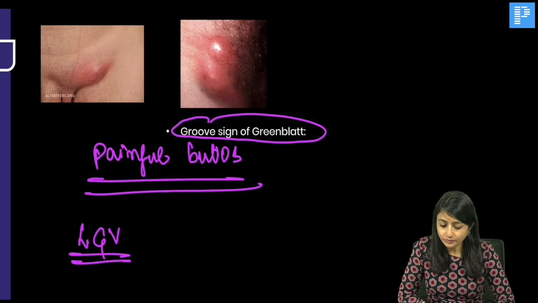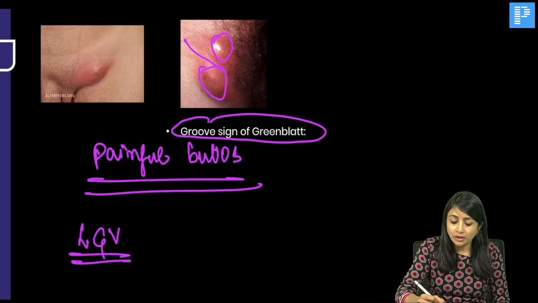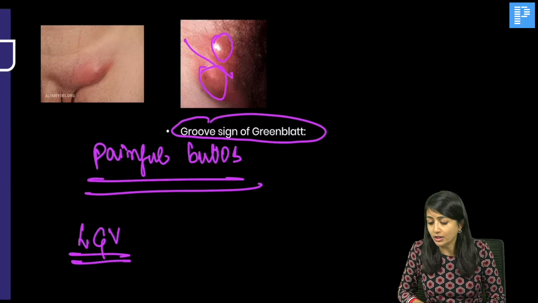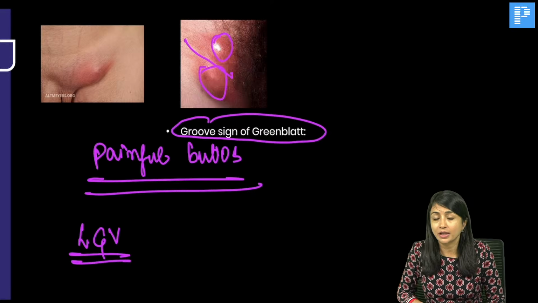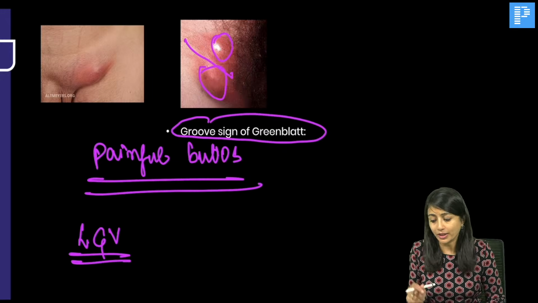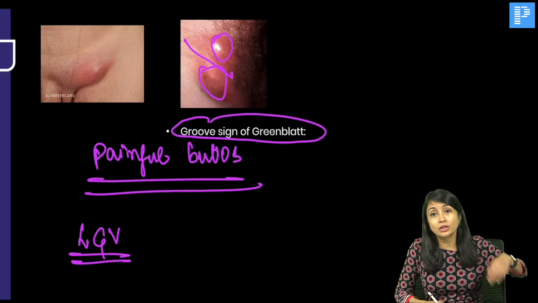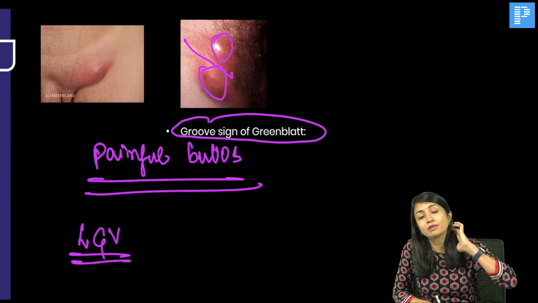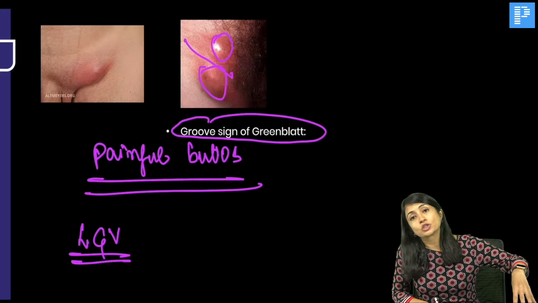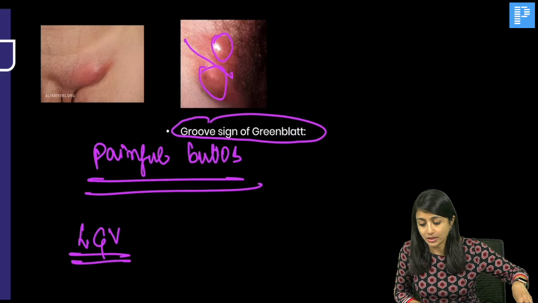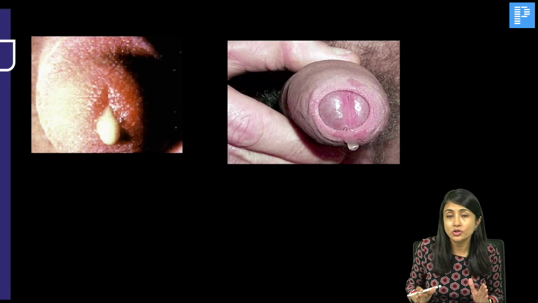LGV, right. So, the groove sign is because of involvement of femoral and inguinal nodes, the Poupart's ligament becomes taut, giving rise to the groove sign of Greenblatt. Clear? So, these are my 5 genital ulcers which you should be able to identify. Yes, there can be saxophone appearance of the penis in the 3rd stage. Because of lymphatic obstruction, there is a deformity which is left, which is called saxophone penis in males, and in females it is called esthiomene. Esthiomene. Yup, good.